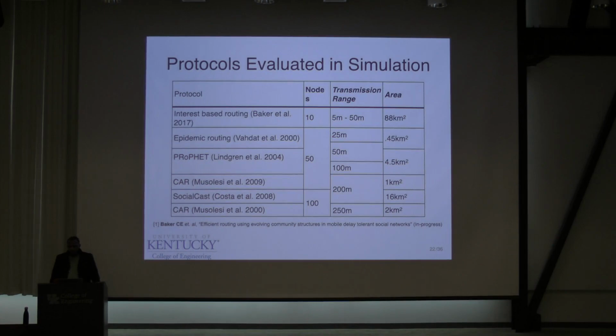So this is kind of how I fared, how you would compare against how routing protocols have been evaluated in simulation. Here is 10 nodes. I said the range was probably around 5 to 50 meters. They use Wi-Fi, peer-to-peer Wi-Fi and Bluetooth. And in simulation environments, these are some of the protocols that are well known in this area, and this is how they set up their simulation environment. So if you see here, the 88 kilometers was a large area compared to what's typically simulated, with a larger communication range and a larger density of nodes.